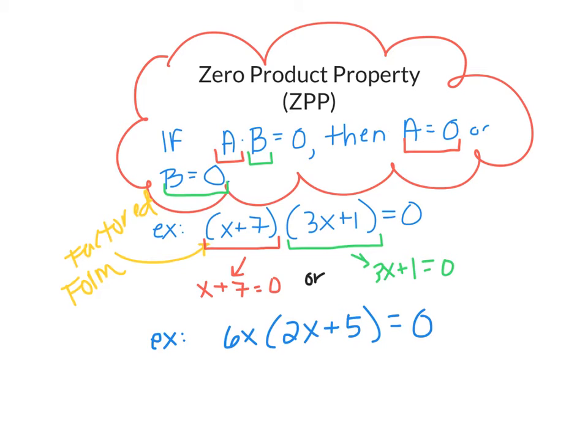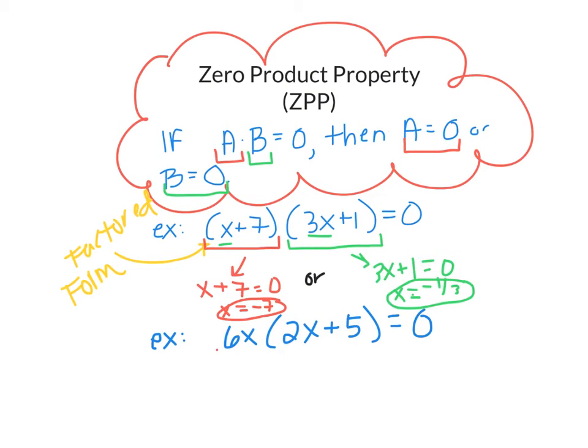And if we solve this, for the first one, I'm going to subtract 7 from both sides. I'm going to get x equals negative 7. And then for the second one, I'm going to subtract 1 and then divide by 3. So I'm going to get x is negative 1/3. So those are my two answers. And if you think about it, this is a quadratic because x times x is going to be x squared. So we just solved a quadratic that was in factored form.